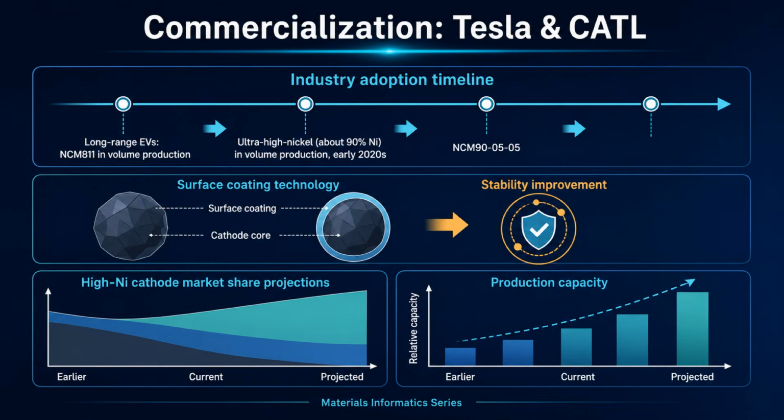Industry adoption of high-nickel cathodes is accelerating. High-nickel NCM cells, including NCM 811, are used in some long-range electric vehicles, while lower-cost models have shifted toward lithium iron phosphate. Chinese and Korean cell makers moved ultra-high nickel formulations into volume production through the early 2020s. The key enabling technology is surface coating that protects the inherently less stable high-nickel particles from degradation.